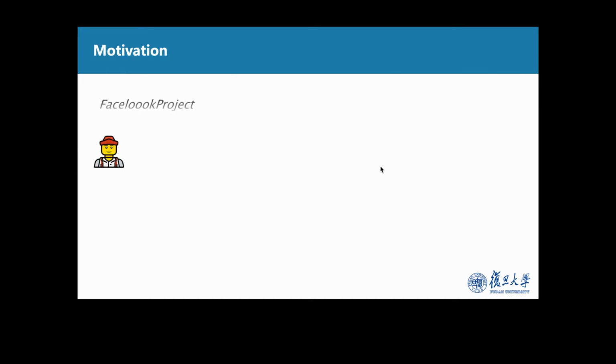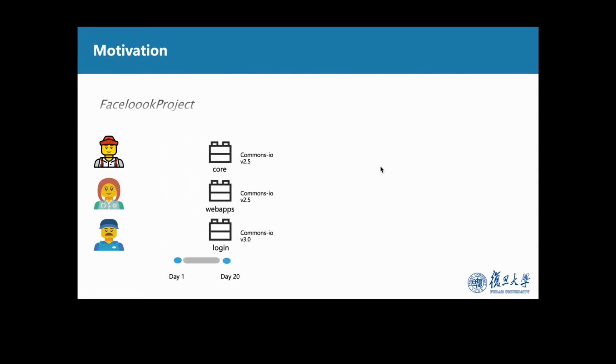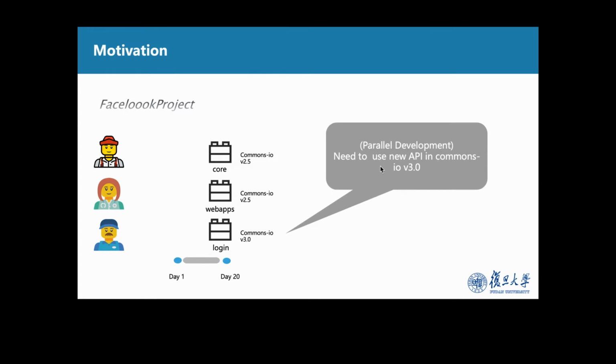Suppose we have a project called FaceLook. At the beginning, 3 teams develop on the project simultaneously. There are 3 main parts: core, web apps, and logging, all of which import Commons IO version 2.5 as third-party dependency. As it grows more complicated, the project is reorganized into 3 submodules to support parallel development.